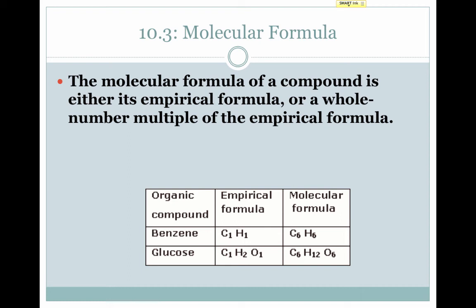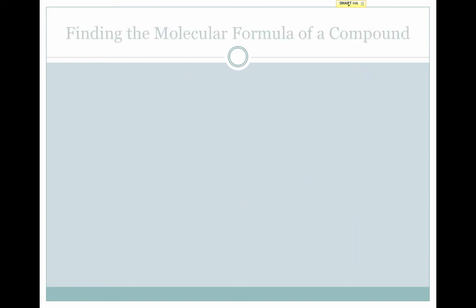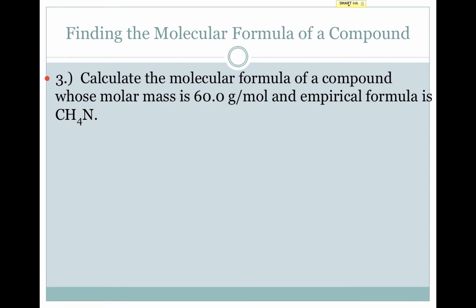Here, we have the empirical formulas, and the molecular formulas are all whole number multiples. Therefore, their masses must also be whole number multiples of the mass of the empirical formula. Therefore, we can use that information to determine the molecular formula. Take this example. Here we're given an empirical formula of CH4N and asked to determine the molecular formula.